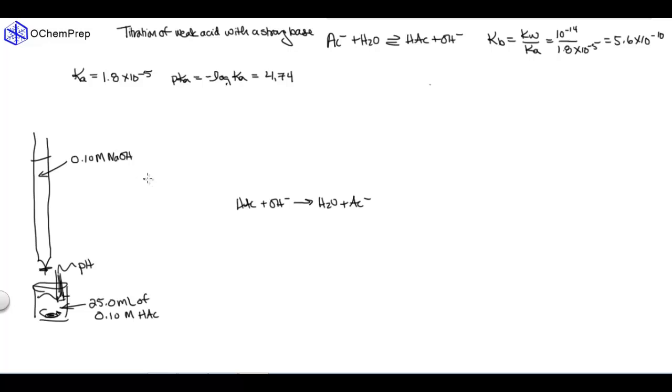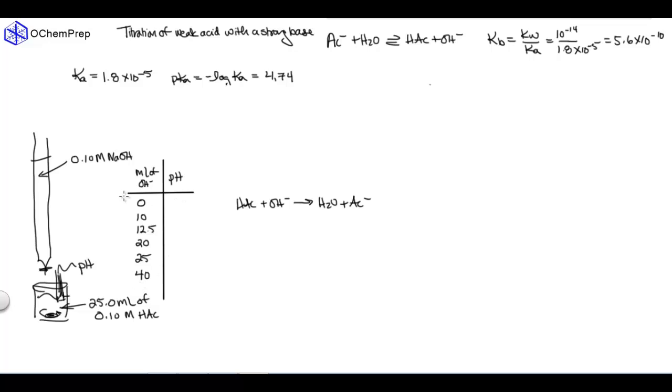And then here is the chart we're going to develop. We'll have milliliters of OH minus added. And then over here, I'll use a line, much better. We will add our pH, and we'll be calculating. Here's the milliliters we're going to do: 0, 10, 12.5, 20, 25, and 40.